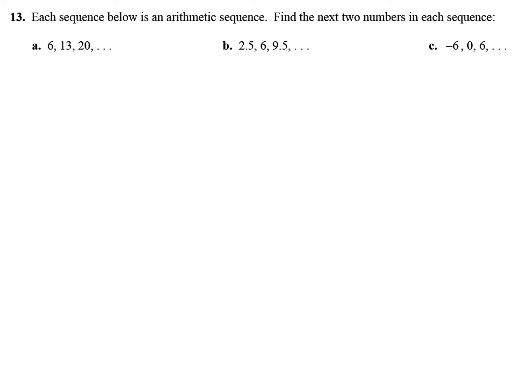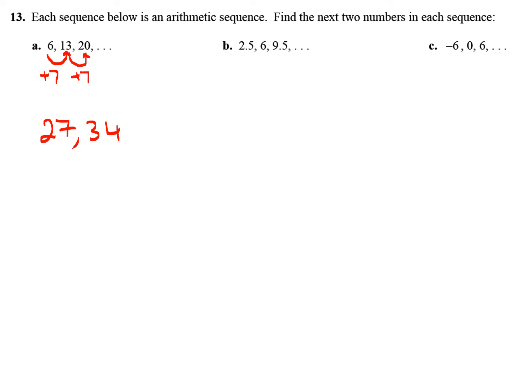All right, let's go for it here. So, easy one here. 6 goes to 13, 13 goes to 20. What are we doing? Add 7. Add 7. Perfect. And with that, if you add 7 to 20, it makes 27. Add 7 more makes 34. There are your 2 numbers there. We're good.